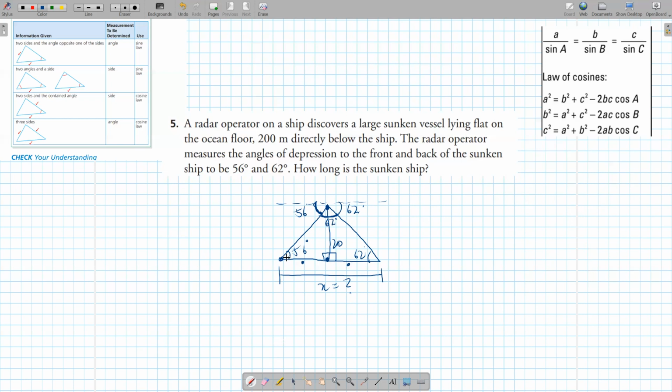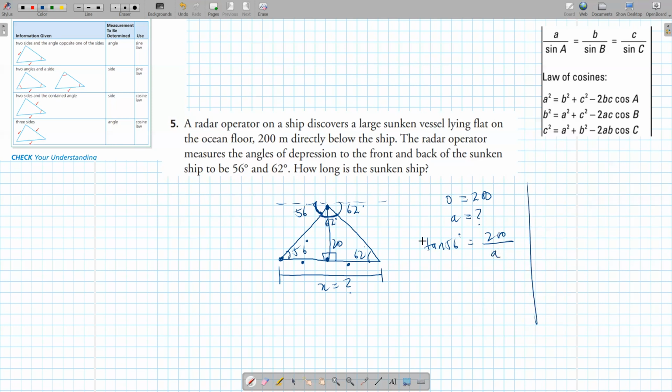Let's look at the triangle on the left. Relative to that angle 56, which two sides are we interested in? We know the opposite is 200, yeah? Are we interested in the hypotenuse or the adjacent? The adjacent, right. So is it sine, cos, or tan? Tan. Exactly. So we have tan 56 is equal to the opposite divided by the adjacent.